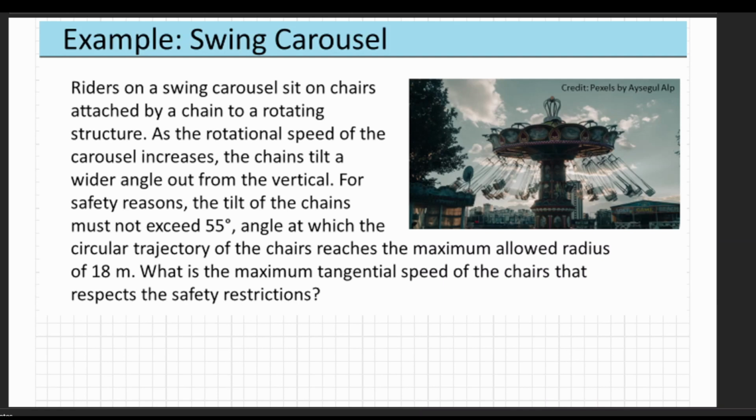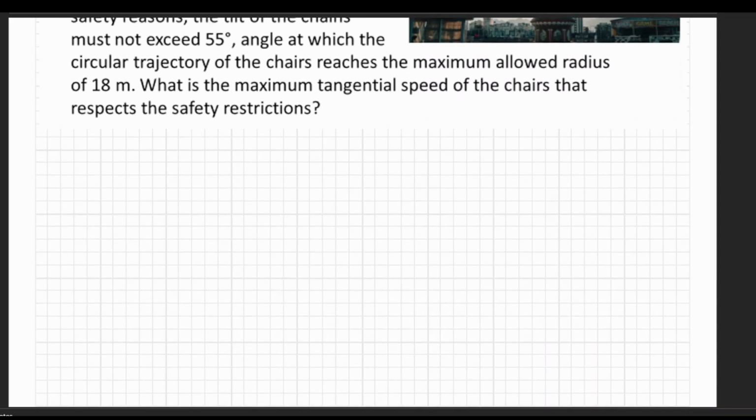the vertical line, because at that point the circle that describes the trajectory of the chairs will be 18 meters. If the trajectory exceeds that radius, the passengers might be at risk of colliding with nearby objects. So in a diagram, we can represent the situation as follows. So we have the chain, the chair hanging from the chain, and the vertical line would make an angle of at most 55 degrees with the chain.